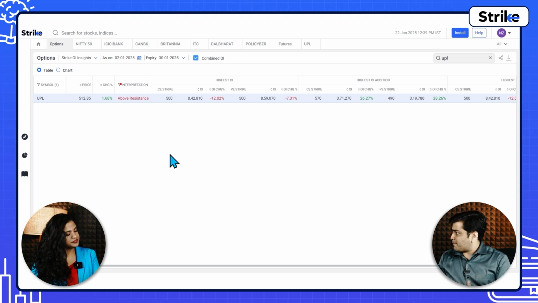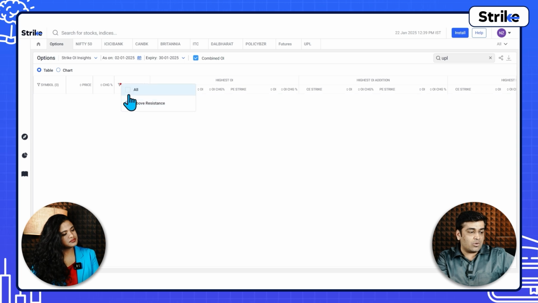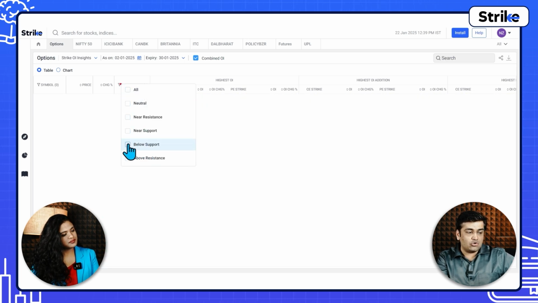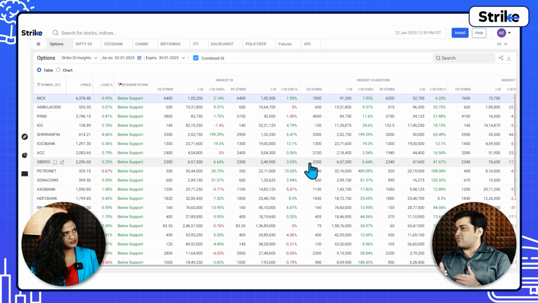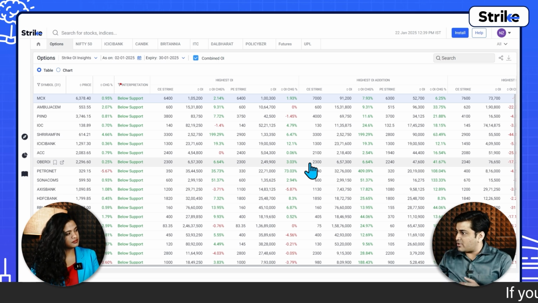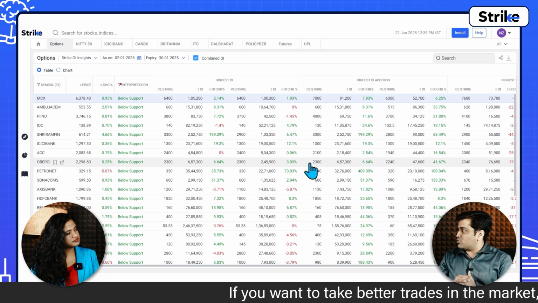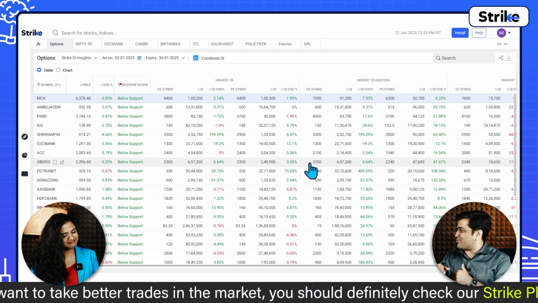Similarly, the opposite. All right. For the opposite, what do we do? In the interpretation, we will say below support. So let's say if the market conditions are bearish, don't find stocks which can bounce back. Find stocks which are weak, and where there is short build up that has happened. So exactly opposite of above resistance, we will look at below support. The stock has broken below the support.